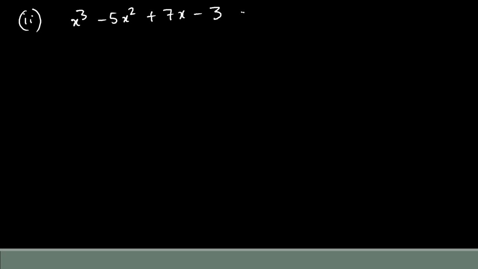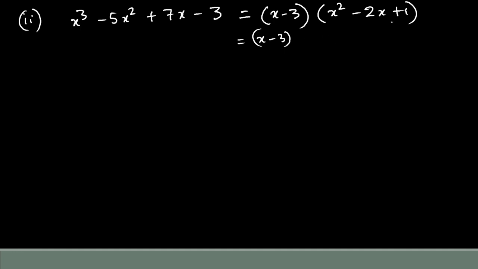So let's say x minus 3 is one factor of this, and the other factor is x square minus 2x plus 1. So you see, this part, x square minus 2x plus 1, we all know, right? This is x minus 1 whole square. But still, if you want to factorize it and see how it is coming, the same thing you can do, right?